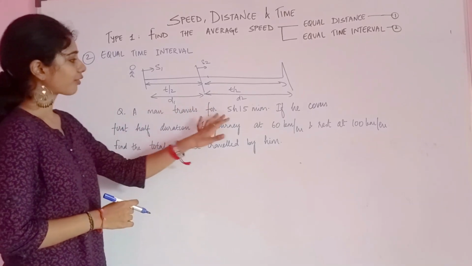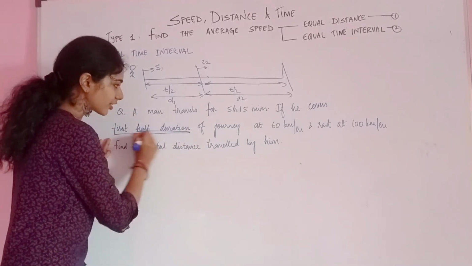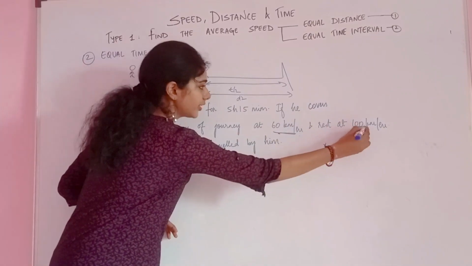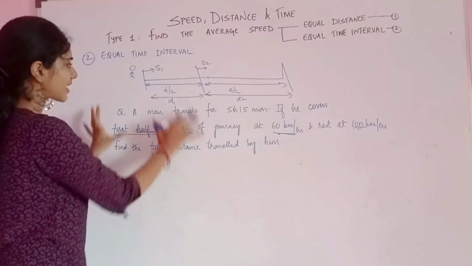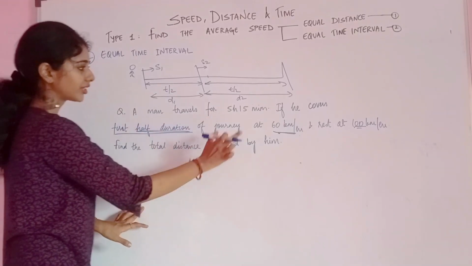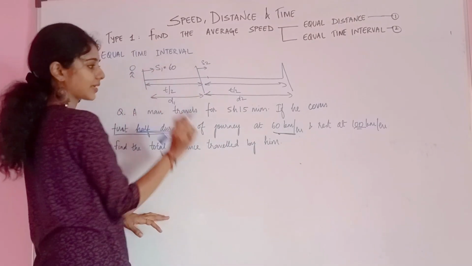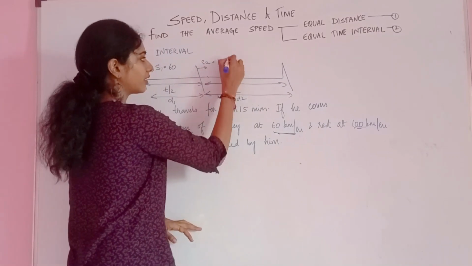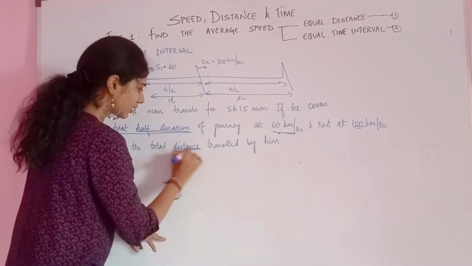A man travels for 5 hours 15 minutes. If he covers the first half duration of the entire journey at 60 km per hour and the rest at 100 km per hour, find the total distance travelled by him. This is the exact instance of what we'll be studying. So the first half duration of the journey is 60 km per hour, so S1 is given to be 60, and the rest at 100 km per hour, S2 is 100 km per hour. What should we find? We should find the total distance.